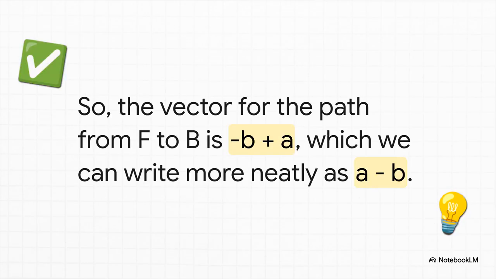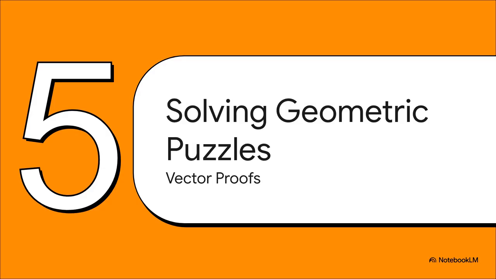And now we just add those two parts of the journey together, negative b plus a. We can write that a little more neatly as a minus b. And just like that, we've used simple vector math to describe a complex path. How cool is that?